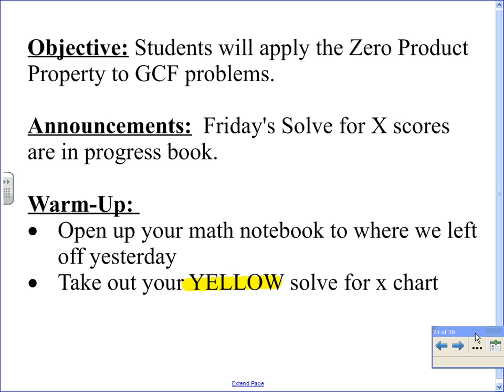Make sure your math notebook is on your desk. Make sure you have today's date in it, which is 11/11/14. Mr. Warnock's class, you will be watching this on 11/12/14, so put that date in your notebook, please. Also, everyone should have your yellow charts on your desk.